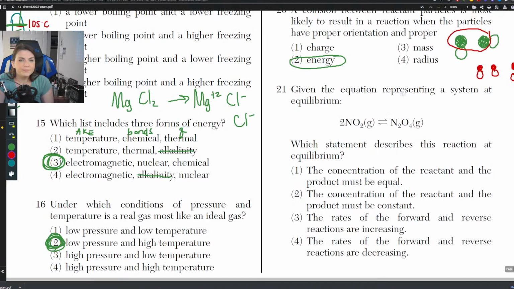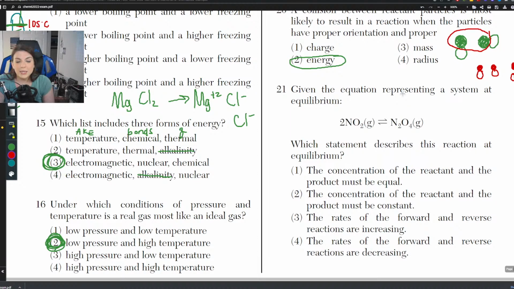They're passionate. Number 21. Given the equation representing a system in equilibrium, which statement describes this reaction at equilibrium? Guess what? This question is, what is the definition of equilibrium? It's so annoying how they rephrase all of these to make them sound really complex, but simply it's just asking you what's the definition of equilibrium here. Very annoying.